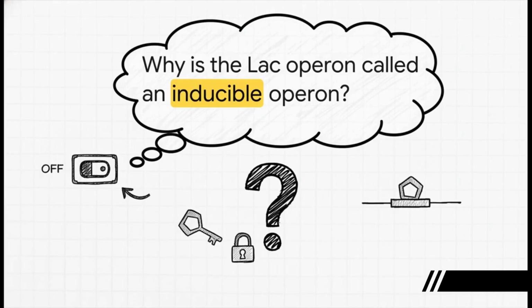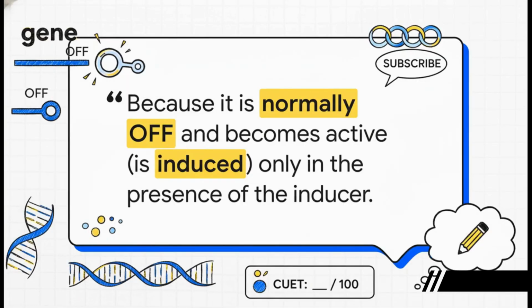And now I want to leave you with what I think is one of the most likely conceptual questions you could get on this topic. If you can answer this one clearly, you've got it. The question is, why is the Lac Operon called an inducible operon? Really think about that for a second. And here's the perfect answer you should be able to give. It's called an inducible operon because its normal default state is off. It only gets turned on, or induced, when the inducer, lactose, is present to activate it. That's it. That's the whole idea.